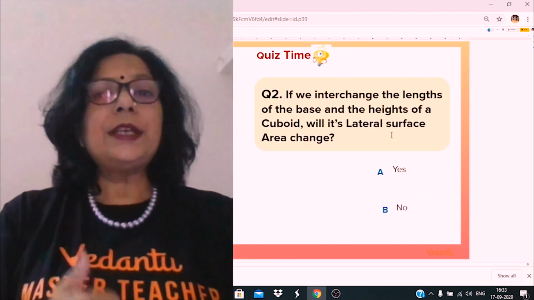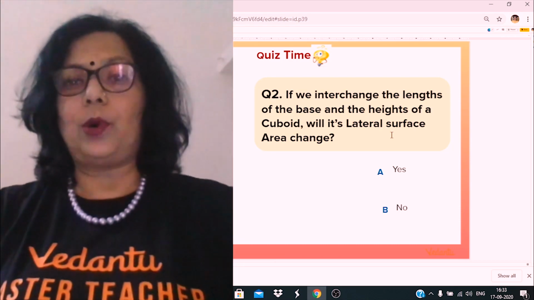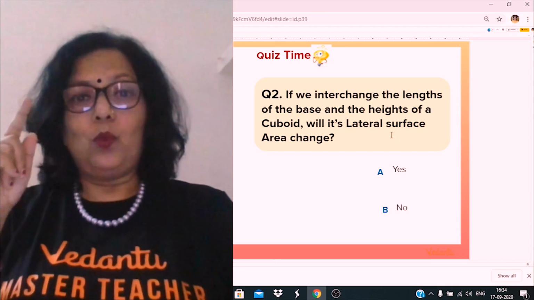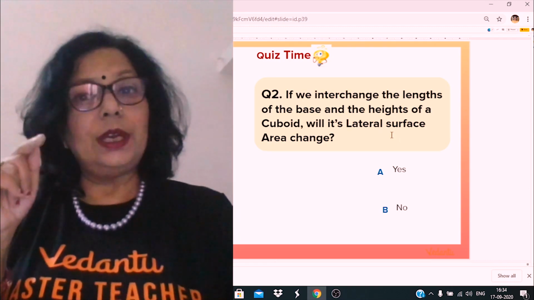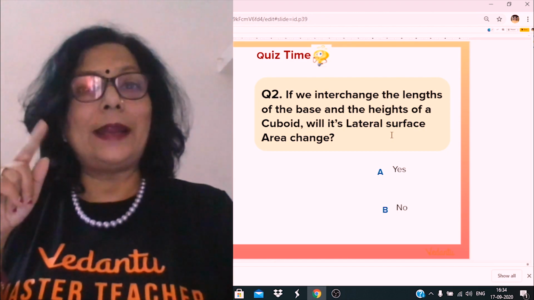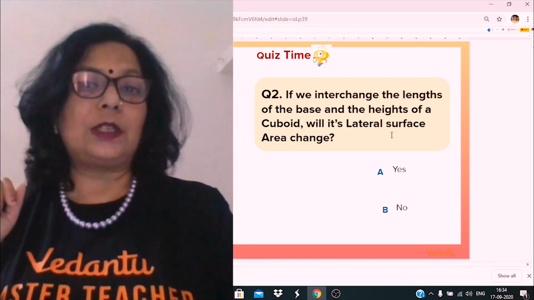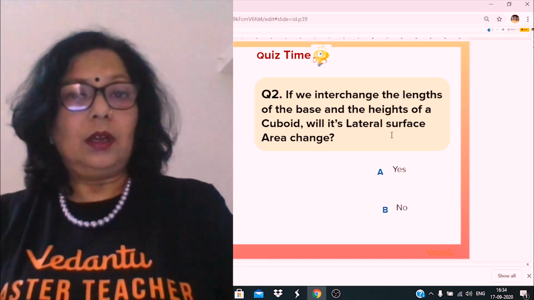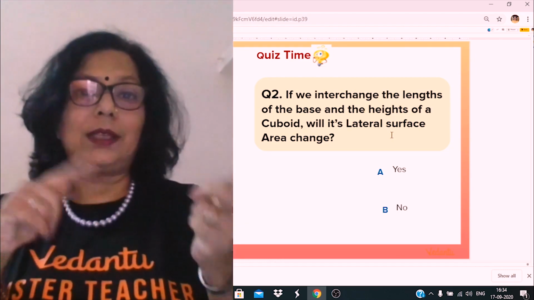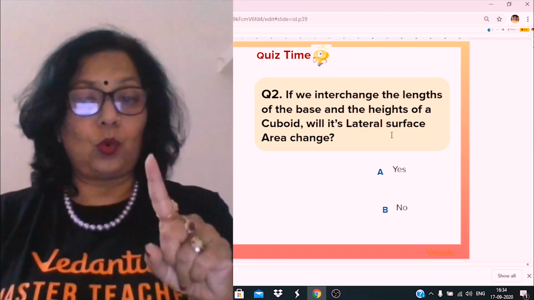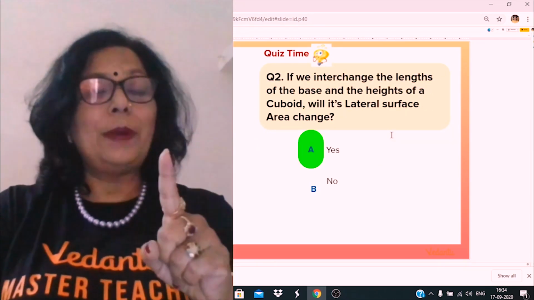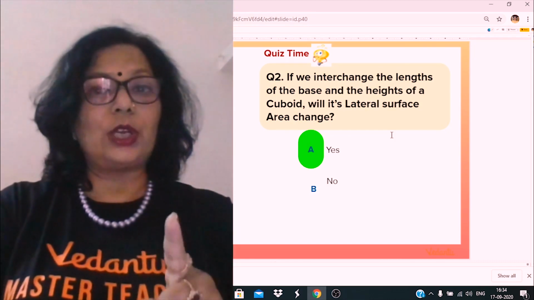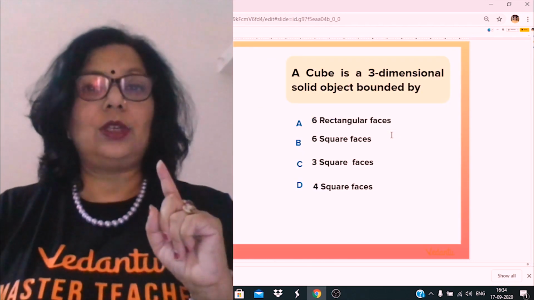Now, if we interchange the length of the base and the height of a cuboid, will its lateral surface area change? Remember, what is the lateral surface area? 2h into (L plus B). You are multiplying 2 by h, and in the bracket length plus breadth. So if we interchange the length and height, what was length becomes height and what was height becomes length, will the area be the same? No, because you are multiplying the height by 2. So that factor should not change. If that factor changes, the whole area will change.